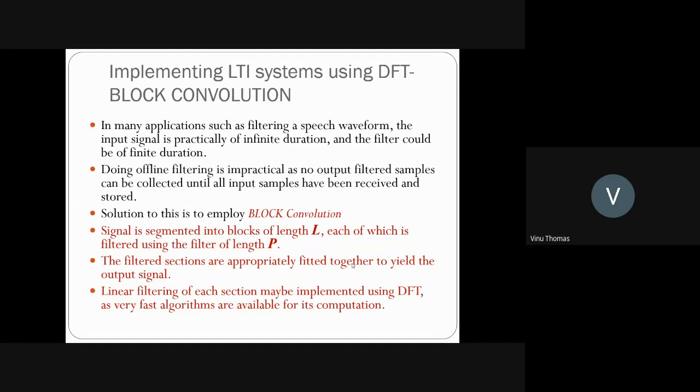Now, can someone tell me what is the significance of circular convolution? Why should you study circular convolution? It provides a faster way to compute linear convolution. That is the only reason. So there is a significance for circular convolution only because of the circular convolution theorem, right?